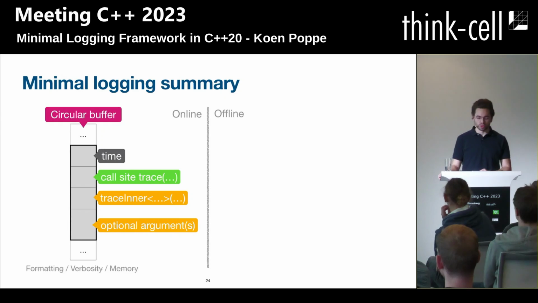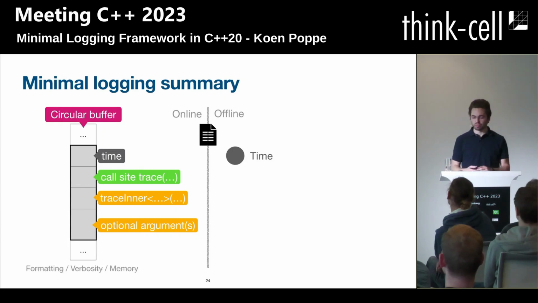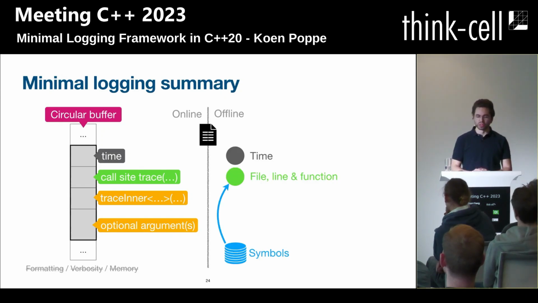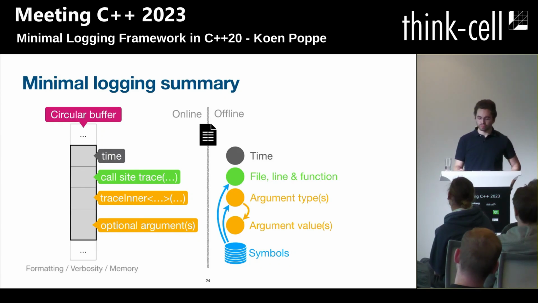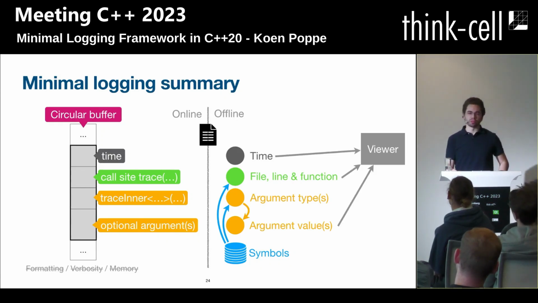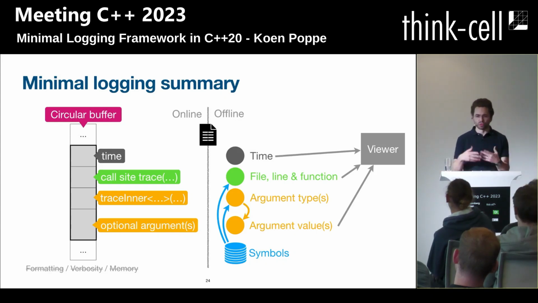So once you're out of your performance critical part of the code, you could write this circular buffer to a file and do an offline analysis with that. So in there you can decode this data again to include actual timestamps in the time zones and all the information and detail you want. You can use the symbol information to retrieve the file, line, and function. We can also get back the types of the arguments that were passed to the trace function. And with that, we can decode the optional arguments. So this actually already gives us all the information to write, again, a full text log.